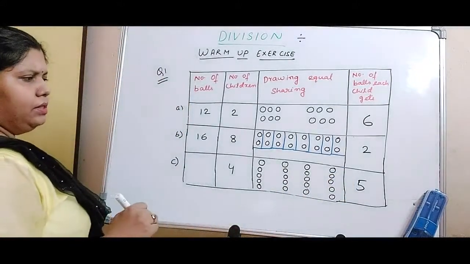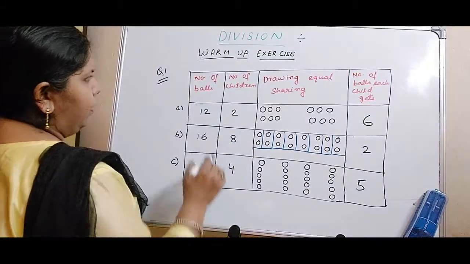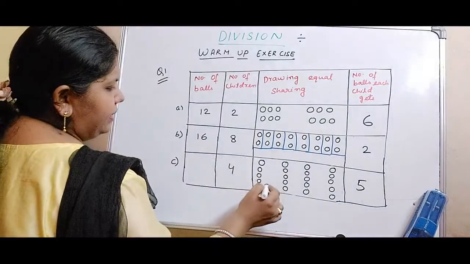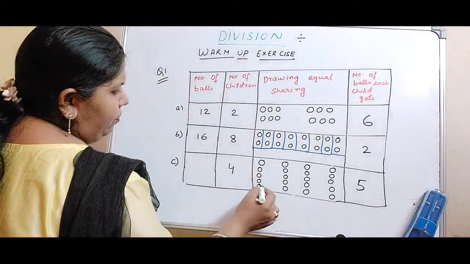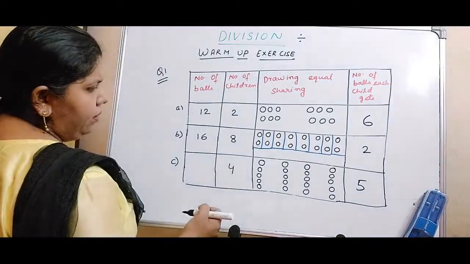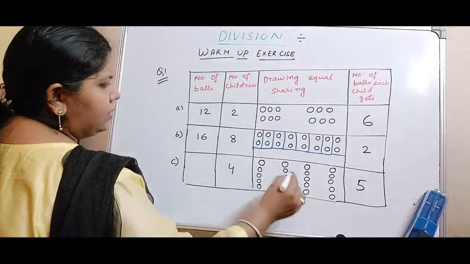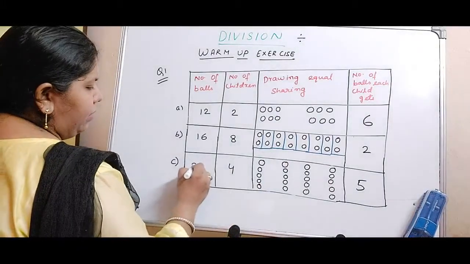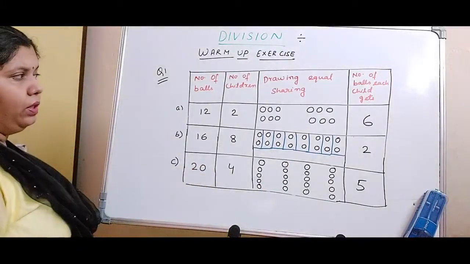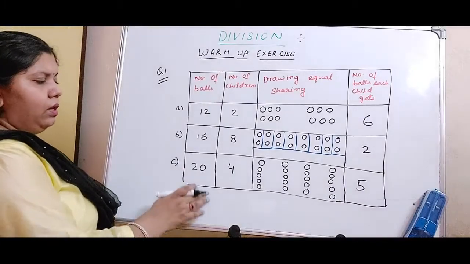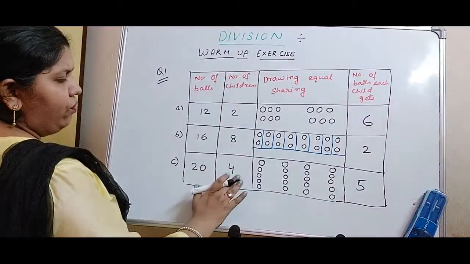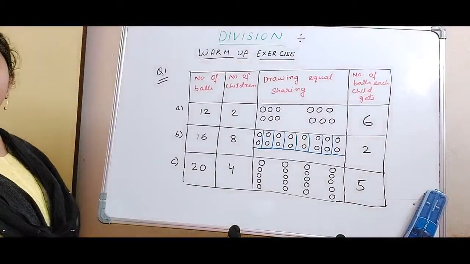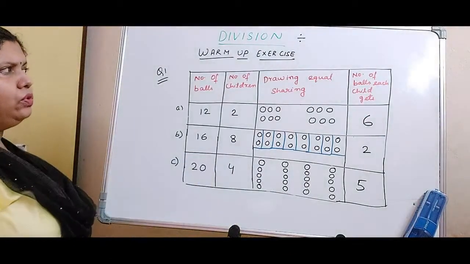Now the question is to find the number of balls. Each child is getting 5 balls and there are a total of 4 children. So if you count all the balls, you have to take the product of 4 and 5. 4 into 5, how much is it? 20. So there are 20 balls in total. So 20 balls have to be divided among 4 children and each child is getting 5 balls. I hope you have all understood this question.